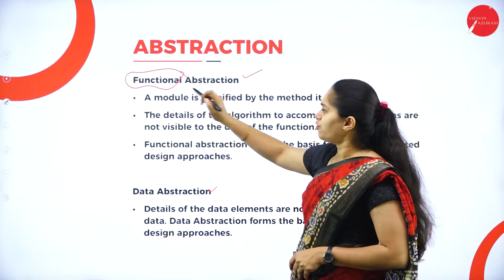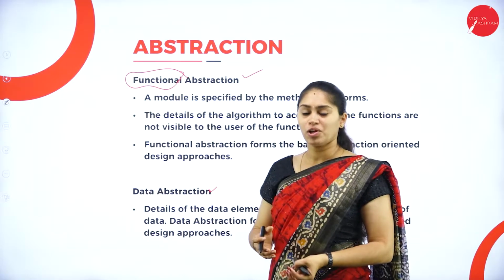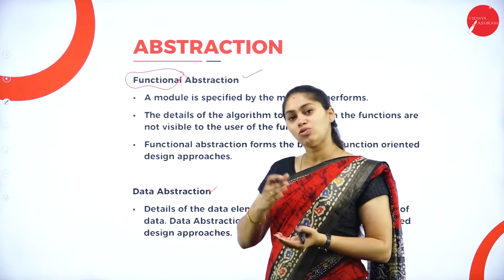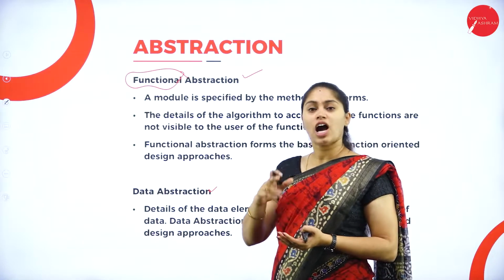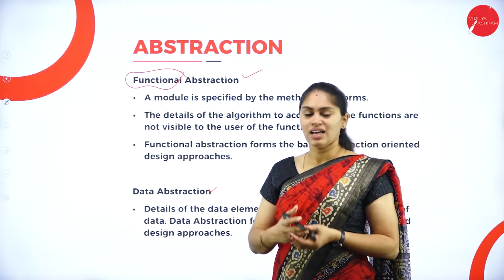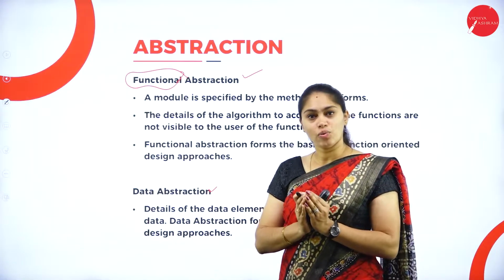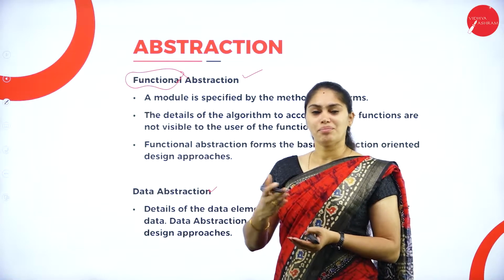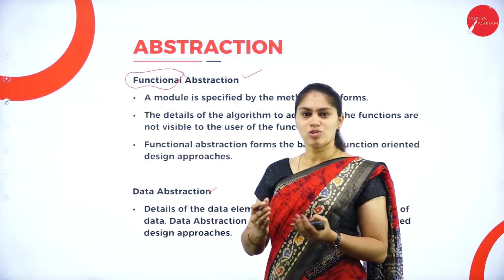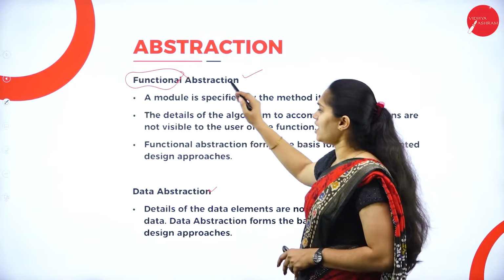So here, when we are specifying only the usage of that module, instead of showcasing what algorithms we are using, how it is implemented, and how many lines of code we are using for that, it is going to abstract all the algorithms, how it is implemented, and what methodology we have used. All of those are going to be abstracted. Then we can say that this is functional abstraction.